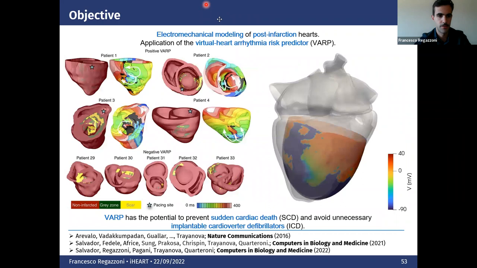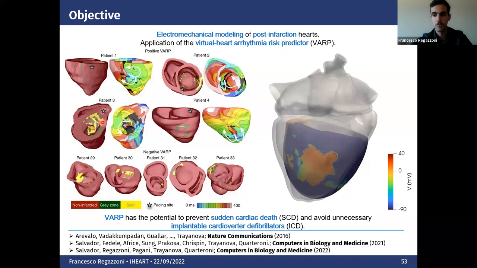So, for instance, in this picture, you can see the yellow region that corresponds to the presence of scars. This is crucial to characterize a given patient. Then we make some hypotheses to describe the different behavior of cardiac cells in the scar region and in the healthy region, and also in the gray zone, which is the boundary between the two. So we use literature values on the impact of the scar on the cell behavior.